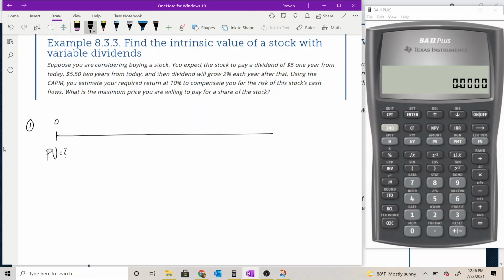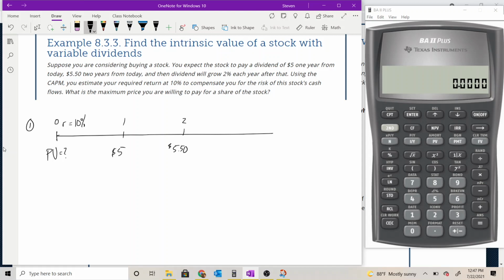All right, we know that the discount rate we want to apply is 10%. Using that rate as the discount rate will give us the maximum price that we can pay and still earn 10% on the expected future cash flows. All right, we expect that 1 year from today, the stock will pay a dividend of $5. We expect that 2 years from today, it'll pay a dividend of $5.50. And that is as far out as we're going to project specific dividends.